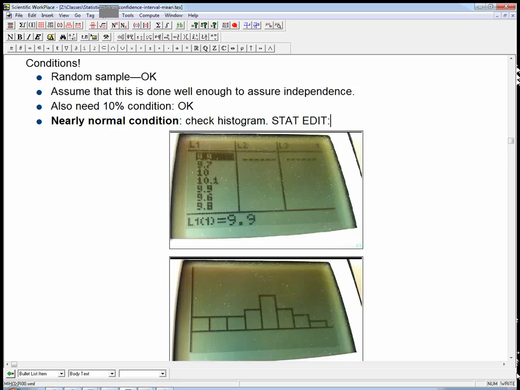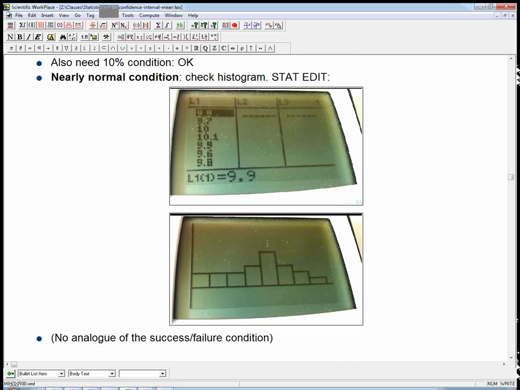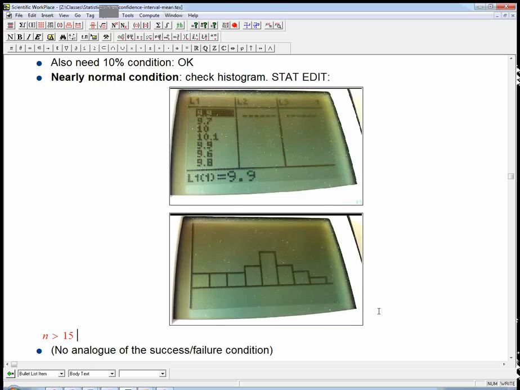Stat edit, enter it in, and then I did a histogram. Okay, you go to stat plot, set up the histogram. We know how to do that. Looks pretty good. It's unimodal and symmetric, and so this is reasonably normal. It turns out that when the sample size is greater than 15, we only need just vaguely normal, and we just check unimodal and symmetric.